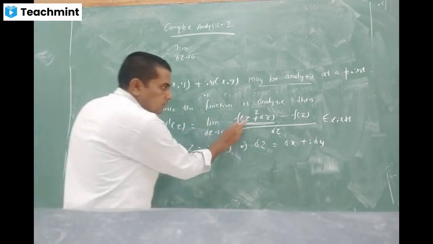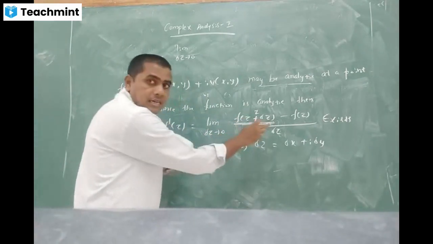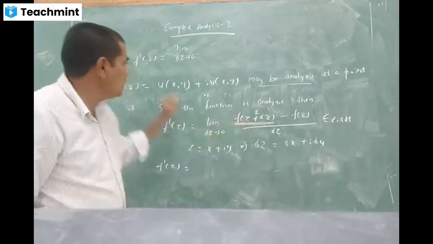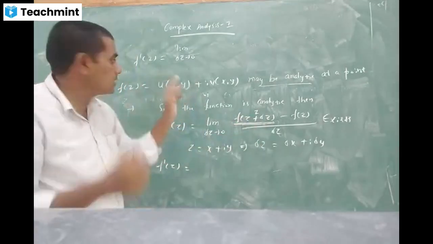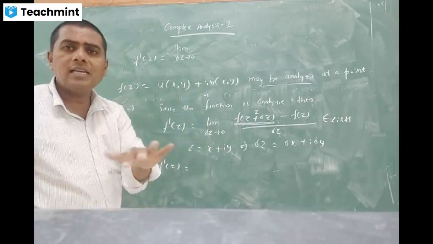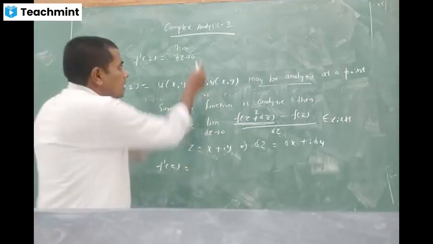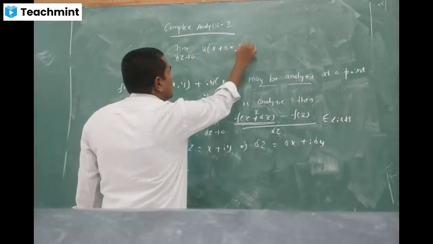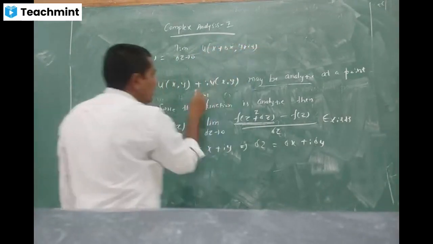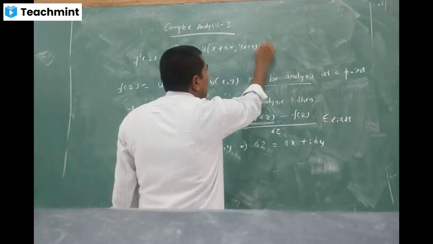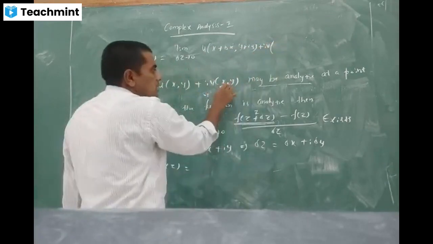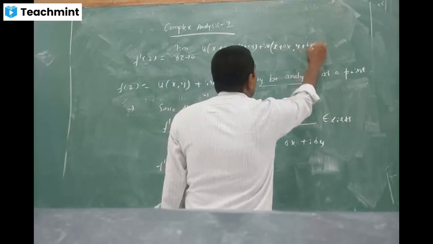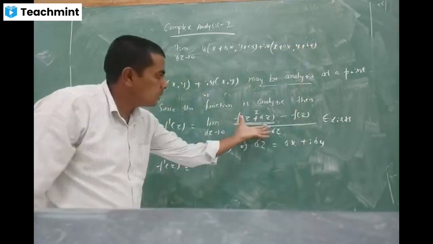In place of z, we are having z plus delta z, right? For that reason, x will become x plus delta x, and similarly y will become y plus delta y. They get incremented. So this term will become u of x plus delta x comma y plus delta y plus i into v of x plus delta x comma y plus delta y. So this part is finished.